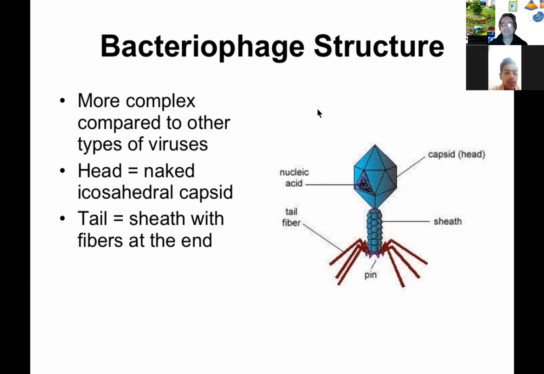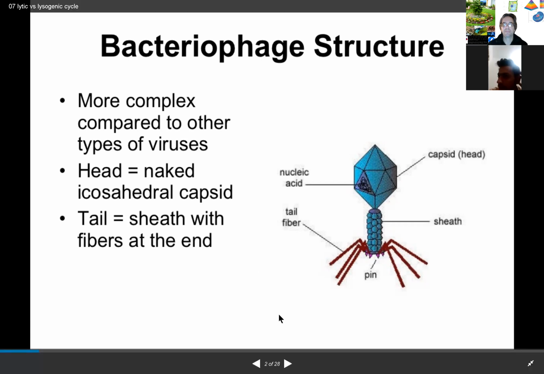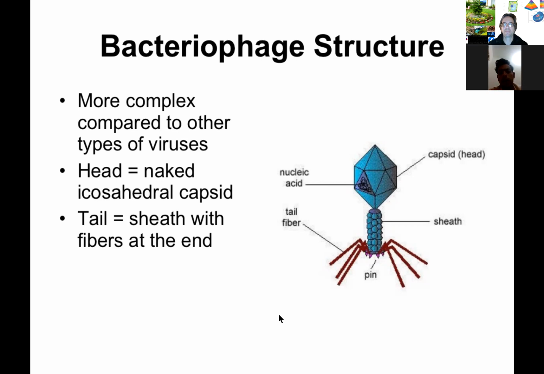Today we will discuss the structure and the life cycle of bacteriophage. So first of all, we start from the structure of bacteriophage. As we know, bacteriophage is a type of virus which attacks bacteria. Bacteriophage is a virus which attacks bacteria and kills them. There are two conditions. In one condition, they will kill the bacteria, and in another condition, they will not kill the bacteria. They will only reproduce inside the bacterial cell.